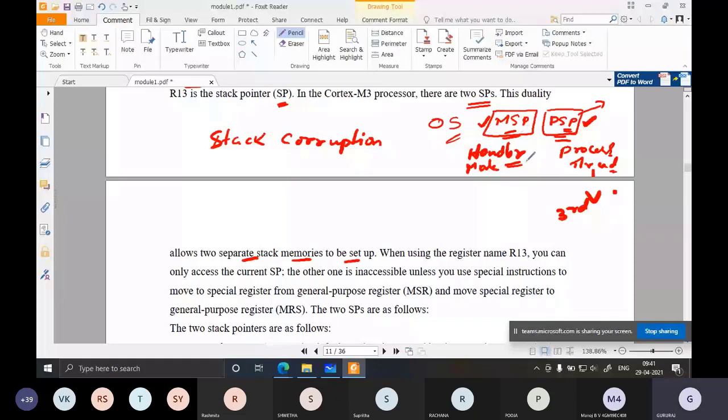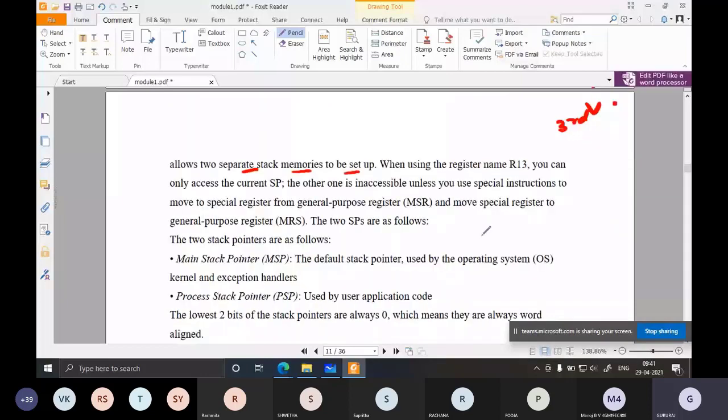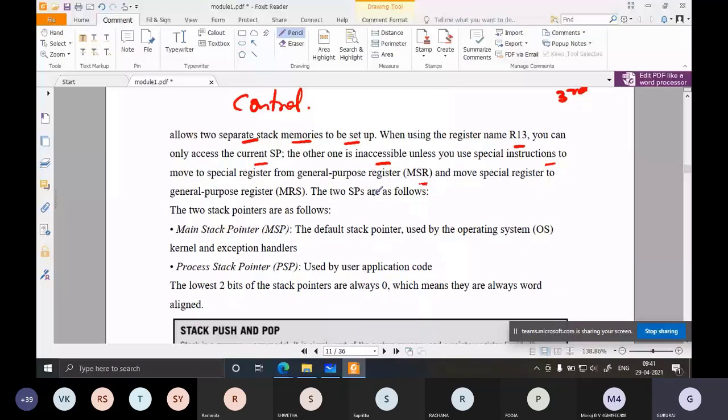When using register R13, you can only access the current stack pointer. The current stack pointer can be either PSP or MSP. It depends on the control register, as I told. The other one is inaccessible, unless you use special instructions to move the special register from a general purpose register. In order to access this R13, you should use special access instructions. Which are those special access instructions? MSR and MRS.